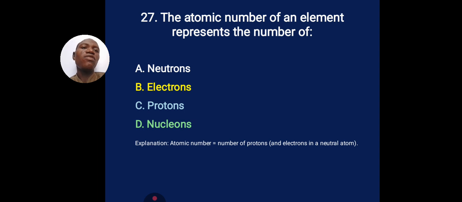27. The atomic number of an element represents the number of, remember the definition of atomic number now. Atomic number is the number of protons, which is equal to the number of electrons in a neutral atom. So in this case, the correct answer is protons, electrons, protons. The reason is because it has not been stated whether the atom is neutral or charged, though the atomic number is always equal to the number of protons. So please note that.